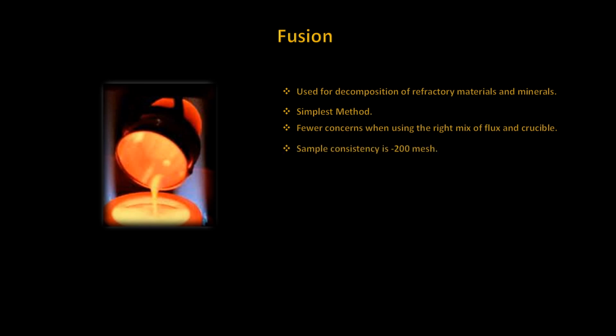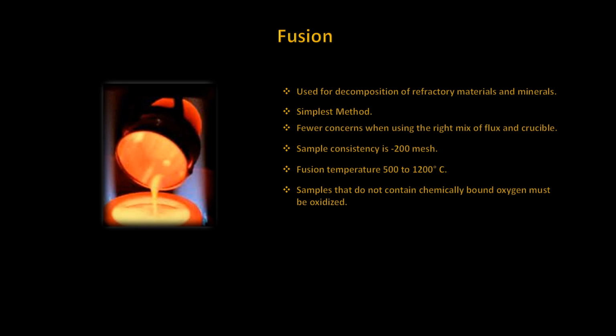When conducting a fusion process, the sample consistency must be minus 200 mesh for a more fluid melt. Fusion temperatures, depending on sample type, will range anywhere from 500 degrees to 1200 degrees centigrade. If your sample does not contain a chemically bound oxygen atom, such as stibnite, it will need to be oxidized prior to fusion. To avoid loss of analyte, samples must be dry, totally void of any moisture which may cause sputtering.